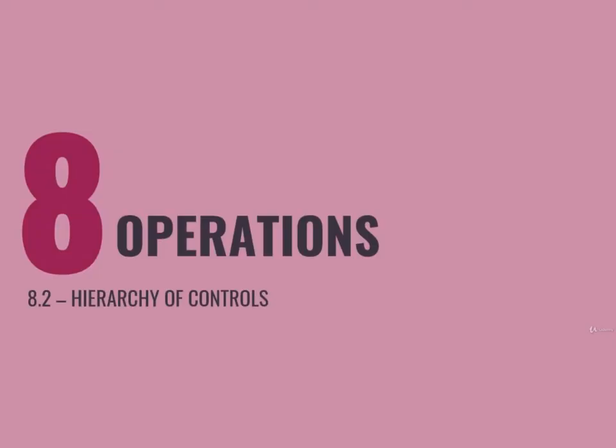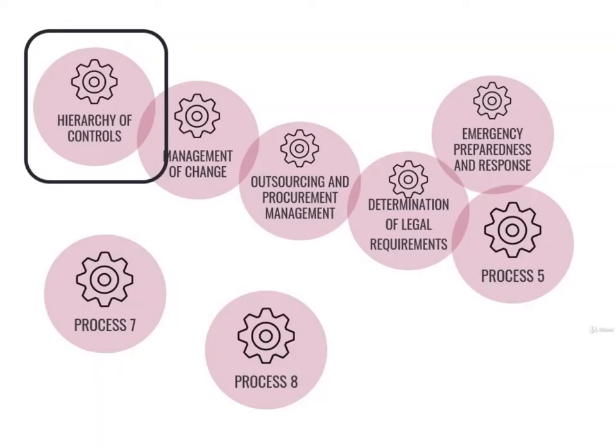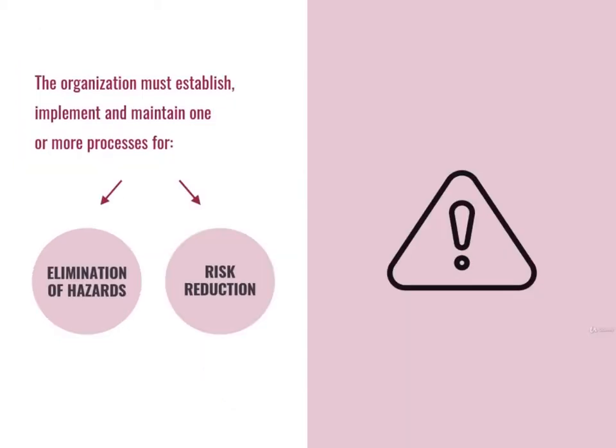Subchapter 8.2, Hierarchy of Controls. We will start from Hierarchy of Controls since it's the first topic of Clause 8. By control, we mean everything that your company puts in place to eliminate hazards and reduce risks.